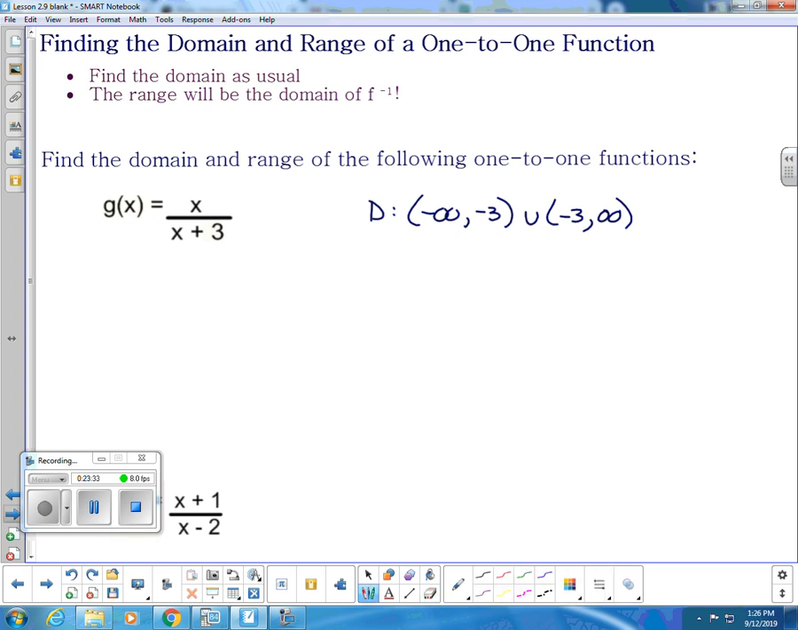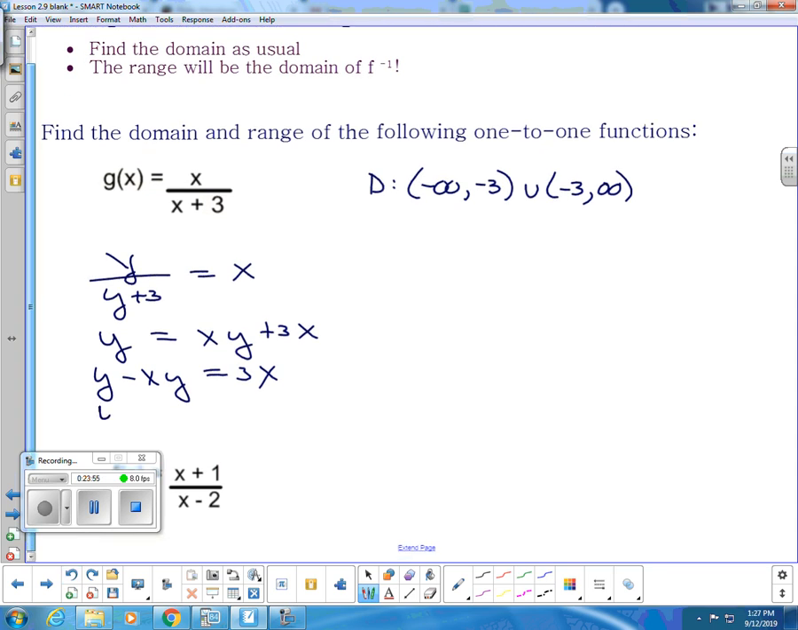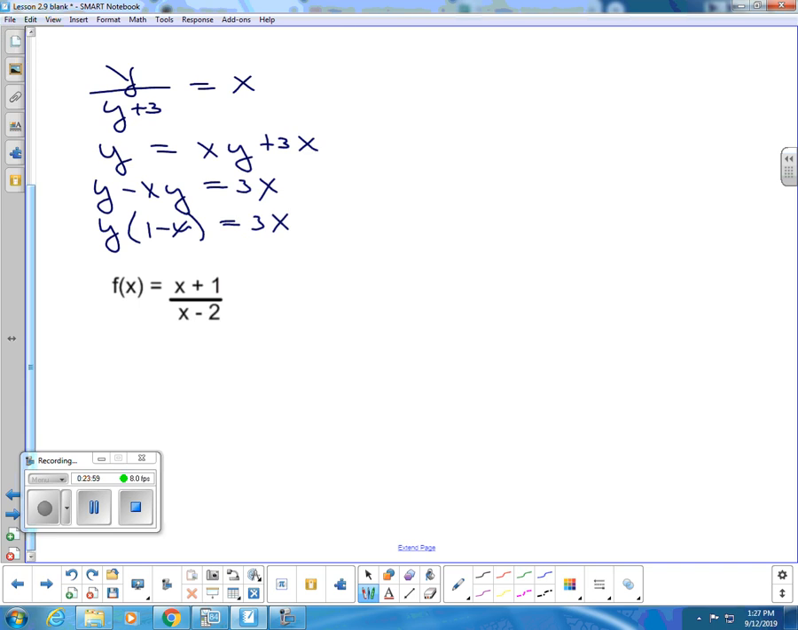All right. Sounds confusing, but let's find the inverse. Oh, we already did this, didn't we? We did this one already, but we're going to do it again. y over y plus 3 equals x. I'm just going to kind of buzz through it because we've already done it. We're going to take the xy over. We're going to factor out the y. And we get y equals 3x over 1 minus x.